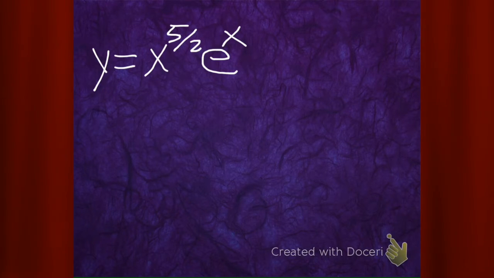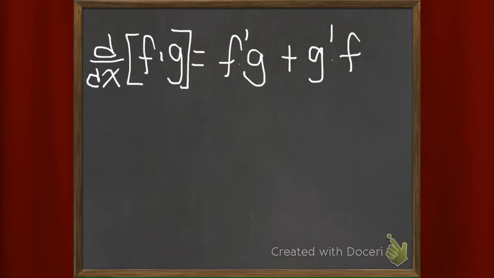On this one, unlike the last one, we can't simplify the expression and not use the product rule. This one we have to use the product rule. What was that product rule? If you're taking the derivative of a product, you use the product rule. It's the derivative of the first times the second plus the derivative of the second times the first.